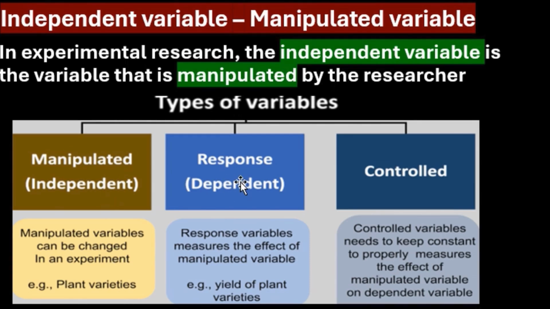The types of variables are here. Manipulated variable is independent. Then dependent variable is the response variable, and controlled variables need to be kept constant to properly measure the effect of the manipulated variable on the dependent variable. So always manipulated is independent. Independent, manipulated. You have to remember like this: independent variable is the manipulated variable.